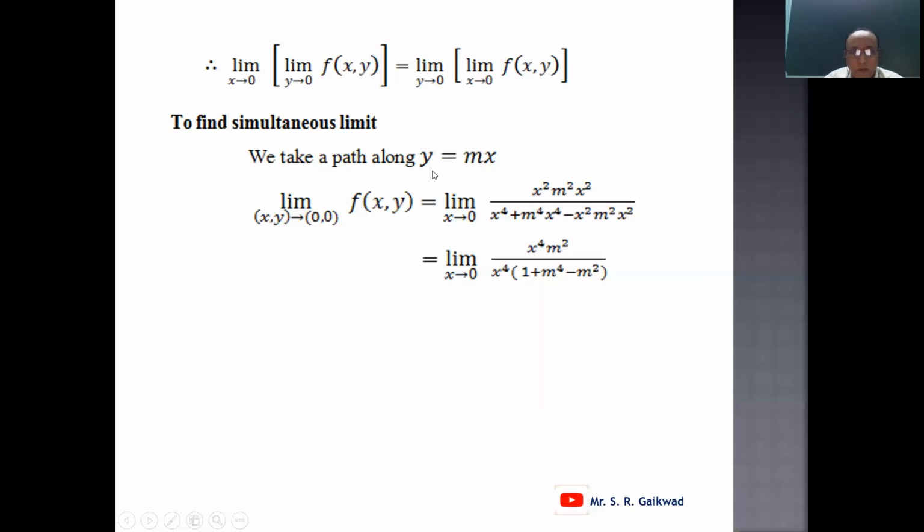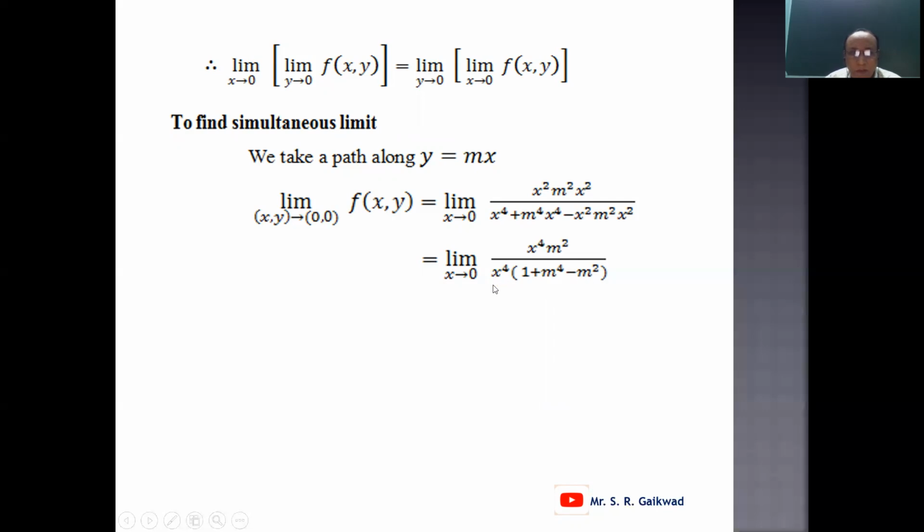In this function we can take a path y equal to mx, and therefore equal limit x tends to 0. In given function we can put y equal to mx. We get x square into value of y square is m square x square upon x raised to 4 plus value of y raised to 4 is m raised to 4 x raised to 4 minus x square into value of y square is m square x square. And therefore equal limit x tends to 0 of x square into x square, nothing but x raised to 4 into m square upon, from denominator, from each term we can take x raised to 4 as common, in bracket 1 plus m raised to 4 minus m square.